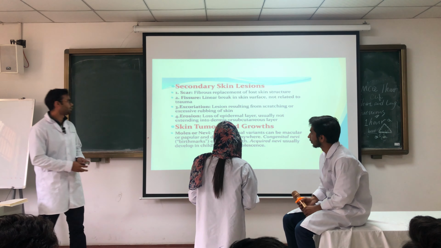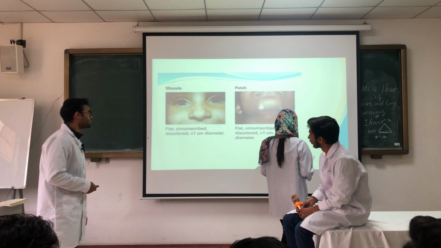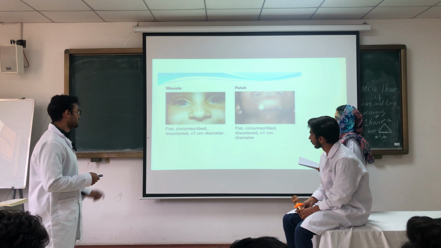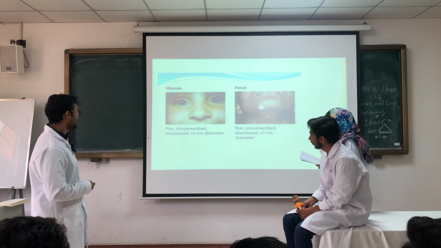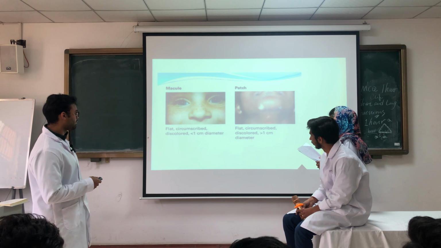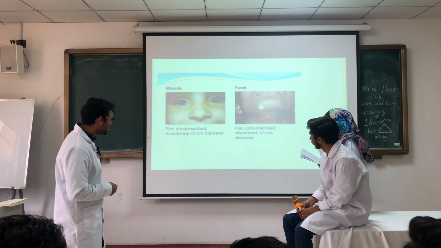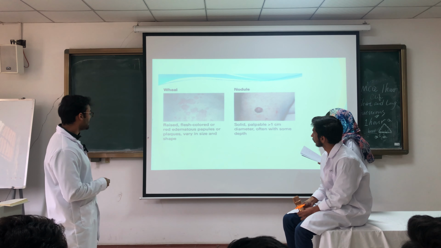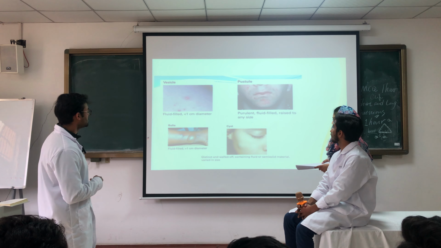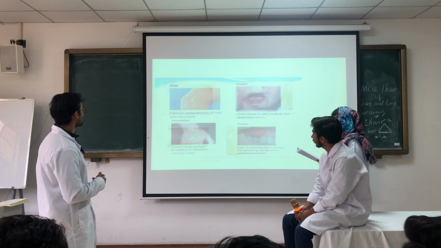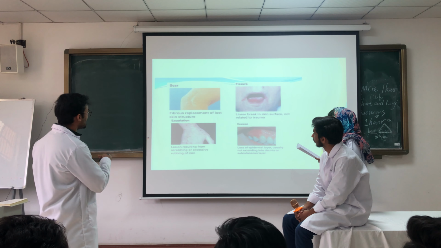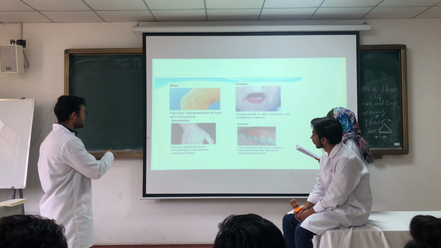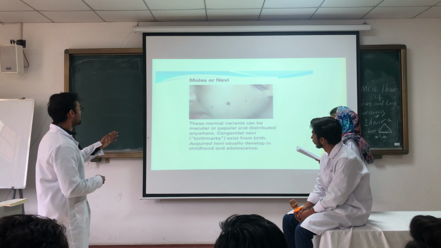Okay, now I'm going to give you the examples of the lesions we have to see. These are the macules, flat, circumscribed, discolored, less than 1 centimeter in diameter. Then patches, flat, circumscribed, discolored, more than 1 centimeter in diameter. Then papule, plaque, wheals, these are the nodules, vesicles, pustules, bulla, and the cyst. Now the secondary lesions like scar, fibrous scars, fissures, excoriations and erosions. Okay, the moles and the nevi.